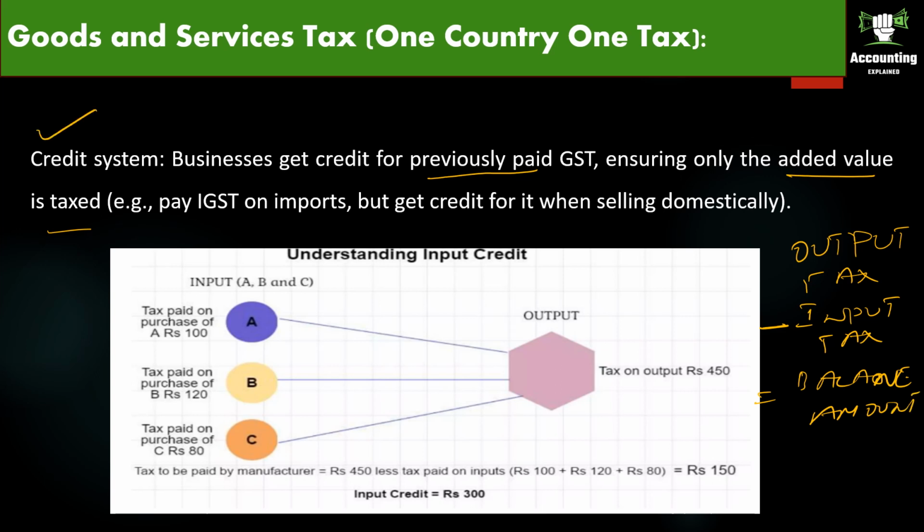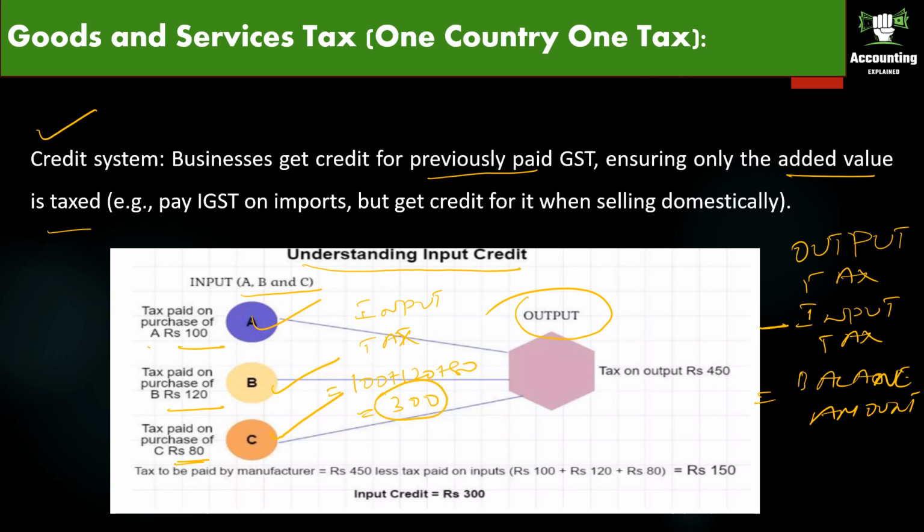Let's see this with an example, understanding the input credit. You need inputs A, B and C to get an output. For purchase of A, you have paid a tax of rupees 100. For purchase of B, rupees 120. And for purchase of input C, rupees 80. So total input tax, how much have you paid? Input tax is 100 plus 120 plus 80, it is 300 you have totally paid.